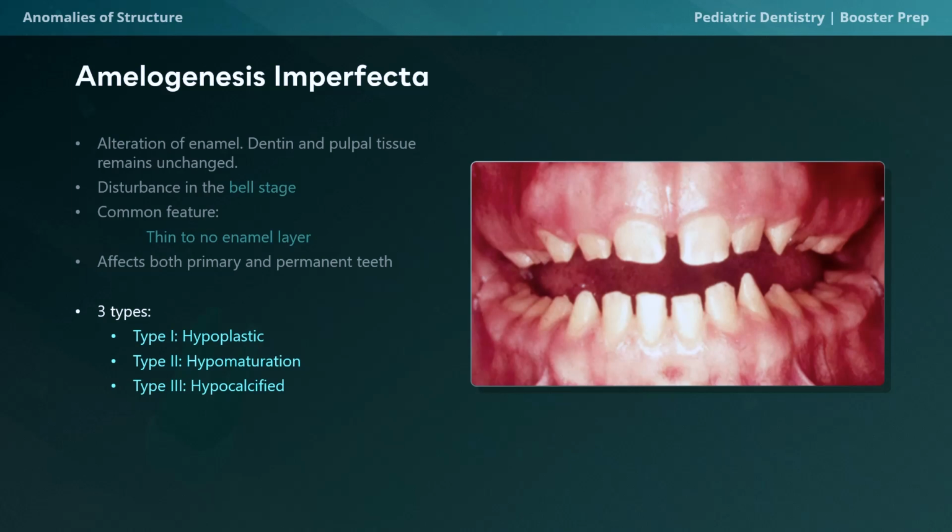Type 2 is hypomaturation. This occurs when there's a defect in the maturation process of the enamel. This is where there's a normal thickness, but this is soft enamel that can wear away easily or break. And the final type is type 3. This is hypocalcification. This is when there's a defect in the initial stages of formation of the enamel. So the enamel may have a normal thickness, but it's typically quite soft.